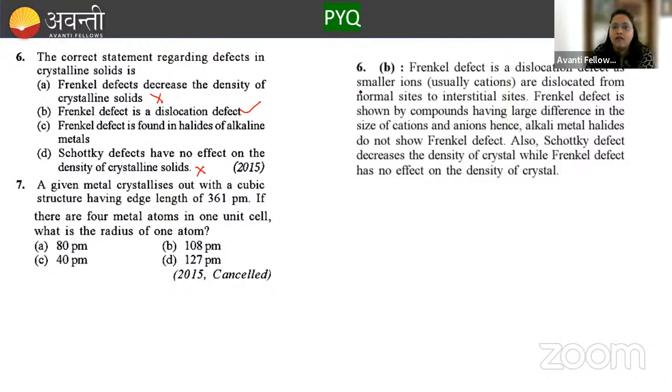B. Frenkel defect is a dislocation defect of smaller ions. यहाँ पे क्या होते हैं, एक आयन उसकी जगह छोड़ के दूसरे साइड में चला जाता है. ठीक है, दूसरे जगह पे चला जाता है, तो ये डिसलोकेशन ऑफ आयंस हो रहा है. Here smaller ions are dislocated from their normal sites to interstitial sites. Frenkel defect is shown by compounds having large differences in the size of cation and anion. Hence alkali metal halides do not show Frenkel defects. Also, Schottky defect decreases the density of the crystal, while Frenkel defect doesn't. That's why here correct statement होगा क्या?